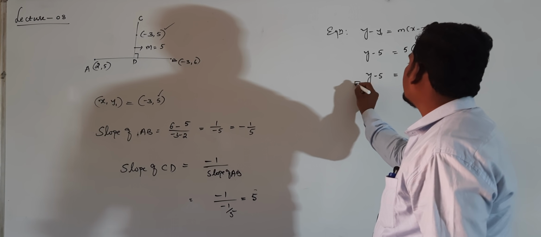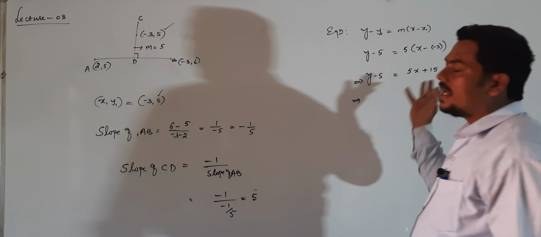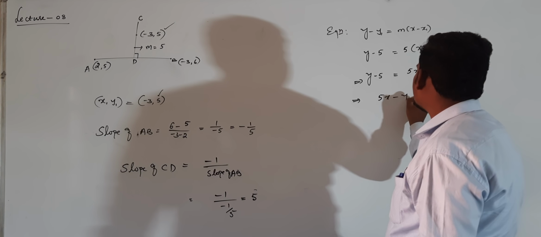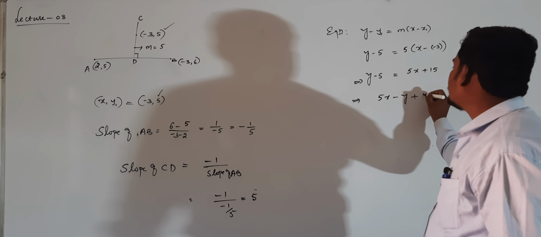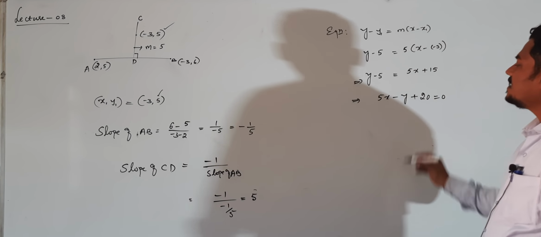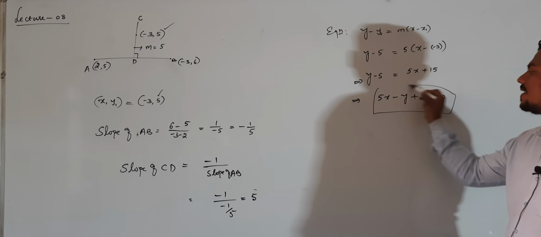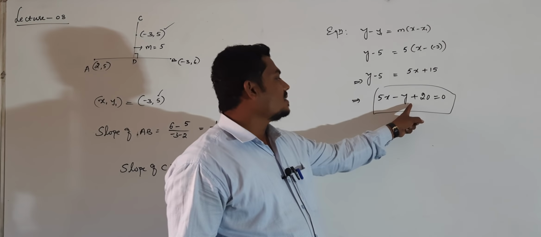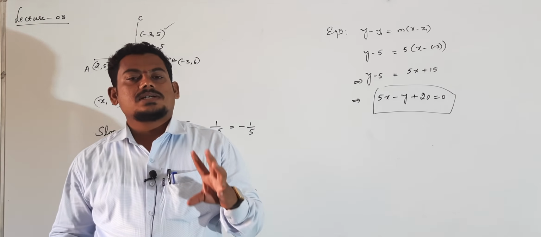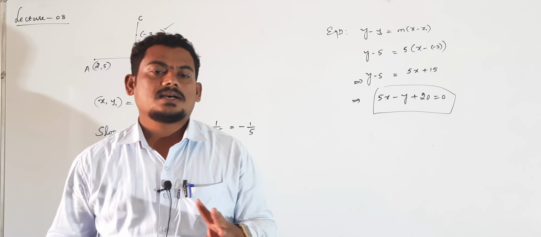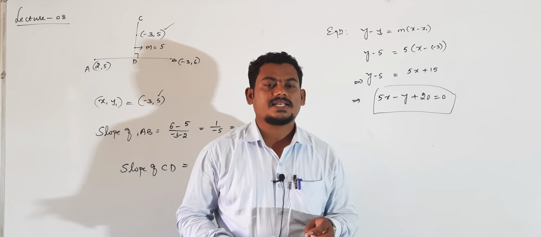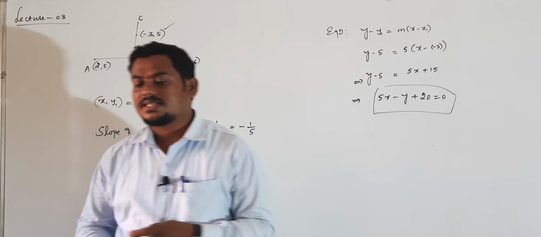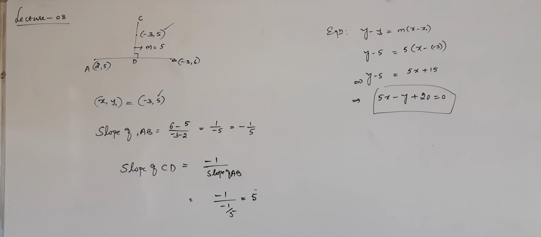Now just rearrangement, take these two terms into RHS, then it will be 5x minus y plus 20 equal to 0. This is the equation of our required line. Equation of CD is 5x minus y plus 20 equal to 0. Slope and one point. Understanding the question is very important, right? Which data they have given, you should identify. Then find the equation of the line, right? Next problem.